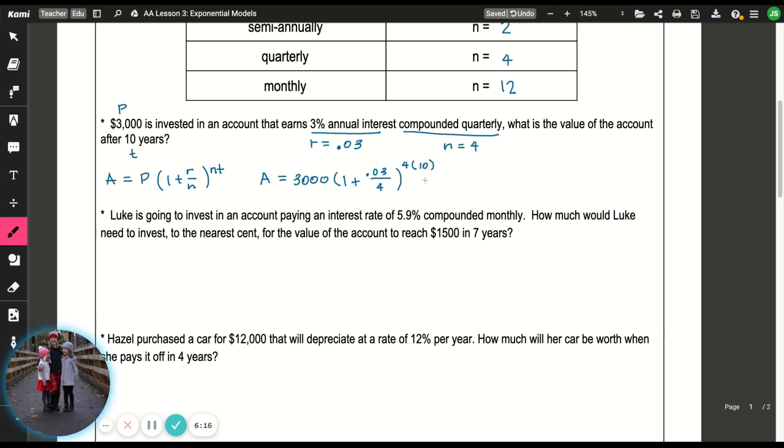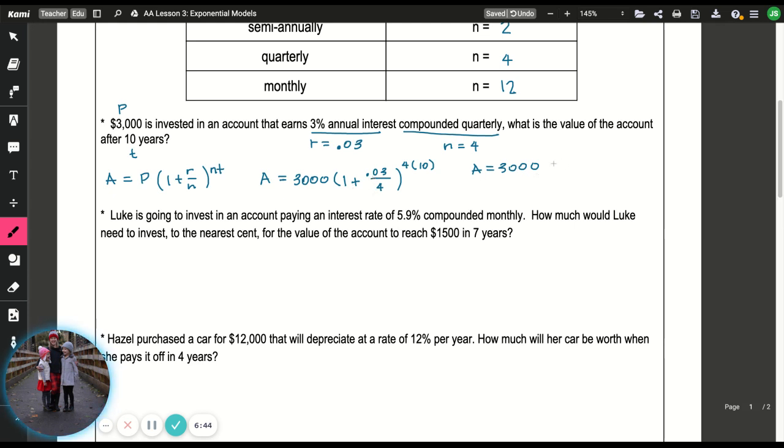I cannot encourage you strongly enough to do some simplifying before you plug it into your calculator. If you have a phone, there's no way you should plug this whole thing into your calculator all at one time. I would simplify this part first. So 0.03 divided by 4, and then add it to 1.